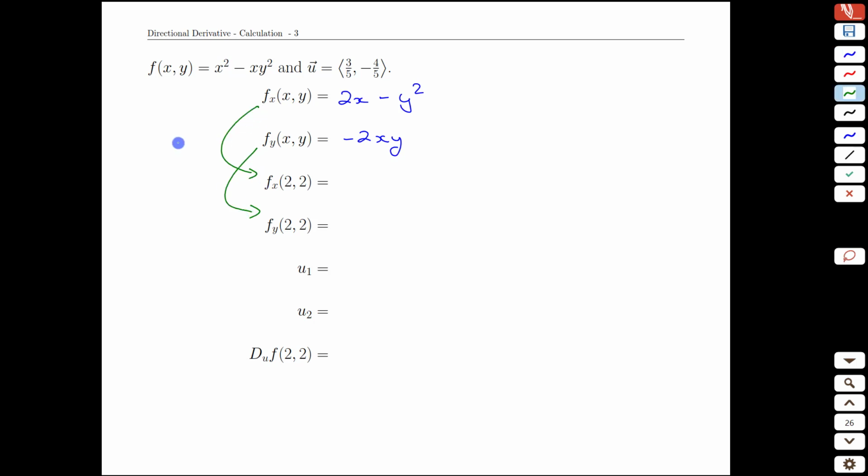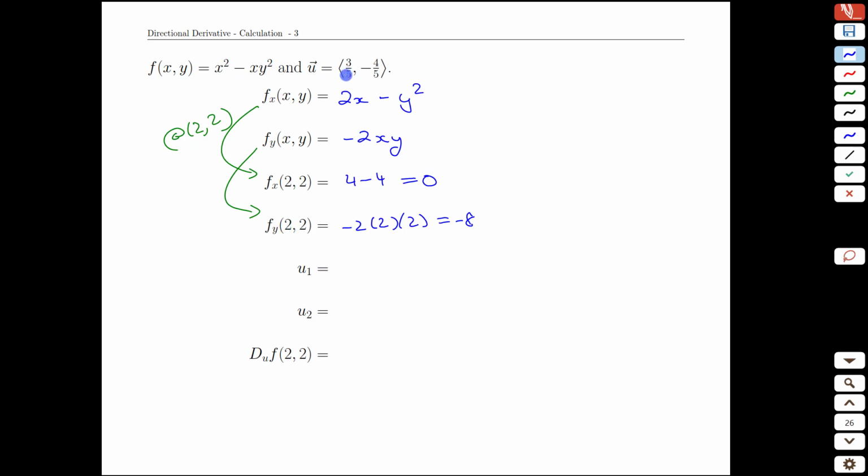Next, we evaluate those at the point (2, 2). That's going to give us 4 minus 4, that's 0. And this is going to give us minus 2 times 2 times 2, which is minus 8. Just as a moment to reflect, this tells us that if we were to move in the x direction, we would see 0 slope, at least at this point. And if we were to move in the y direction, we would see a negative slope. The surface would be going downhill if we move in the positive y direction away from the point (2, 2).